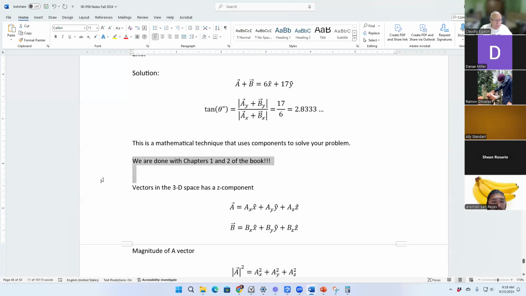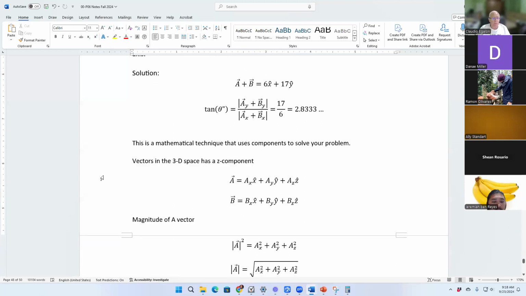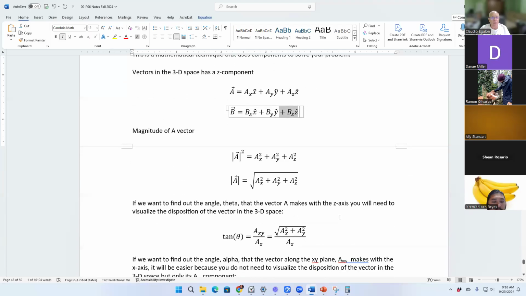Oh, and we still have vectors in 3D space. I have to tell you that before we finish the chapter. All you have to do is add the third component to the vector. The magnitude of each vector is going to be given, because all those three components are perpendicular, by the summation of the squares of the three components, and then you take the square root.